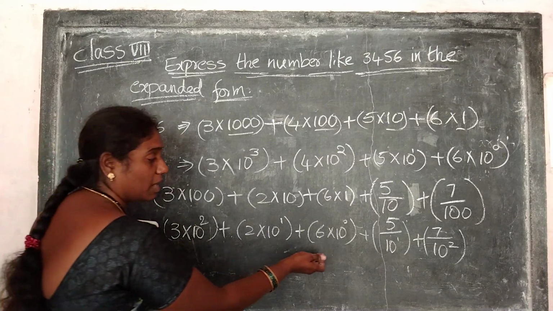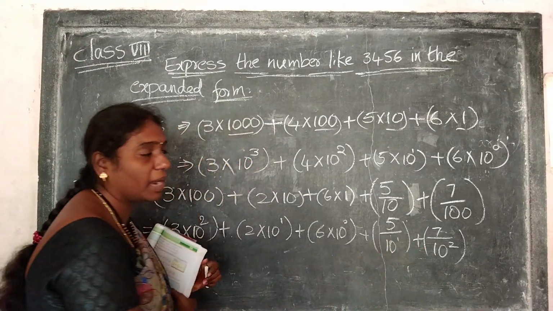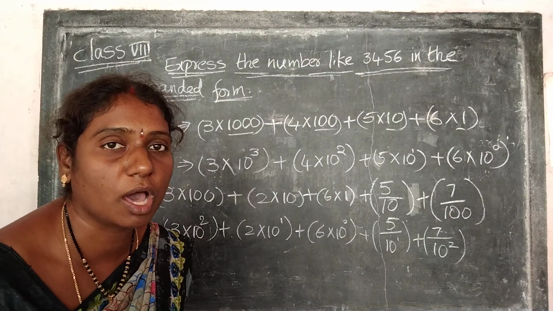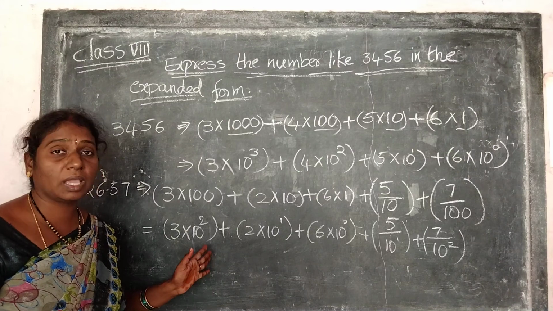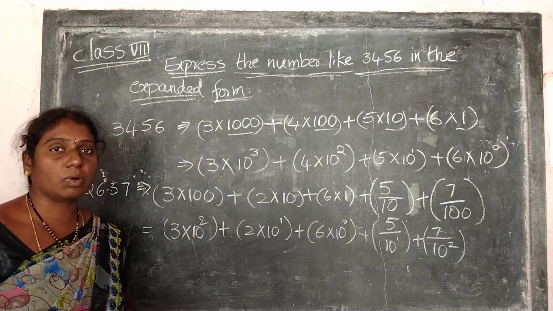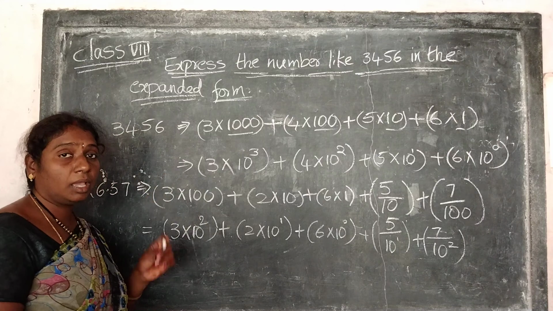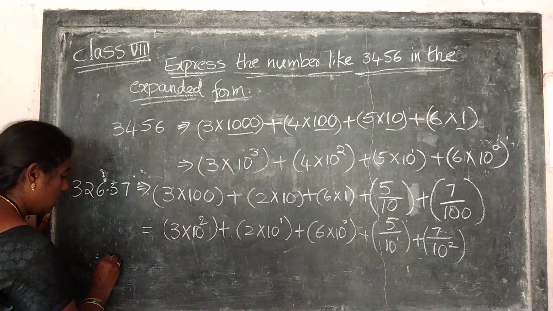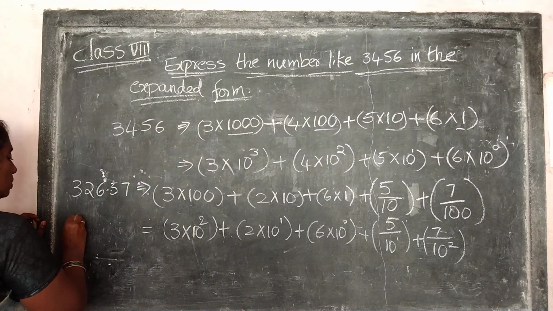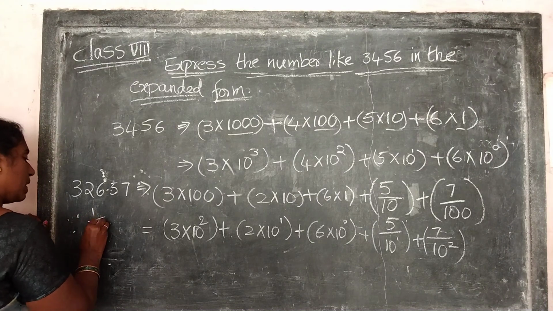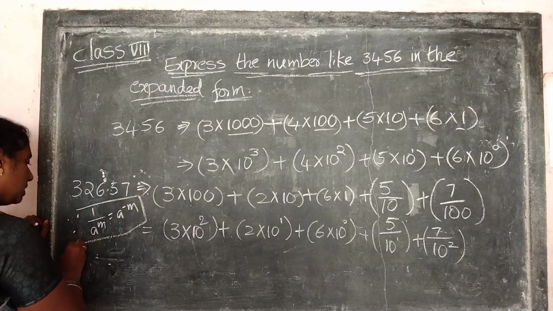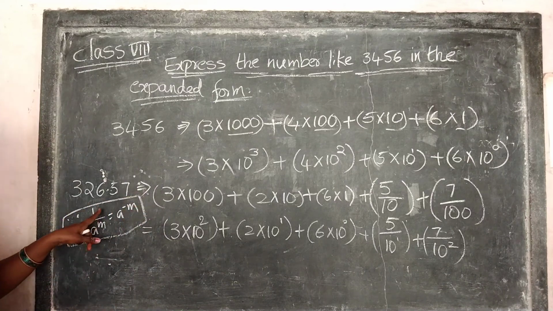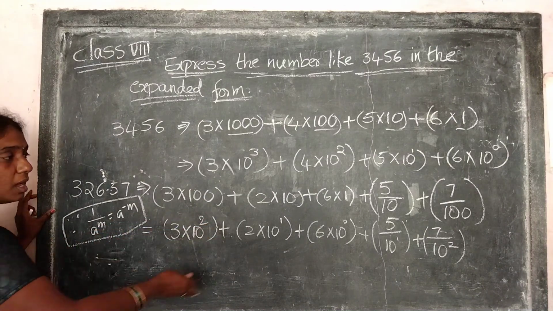Here all of these are divisions, but we are converting the division into normal form. What is the rule? We already know a power minus m is equal to 1 by a power m, which we learned in the previous class. Here I am writing the rule: 1 by a power m is equal to a power minus m. Apply this rule to the division terms.